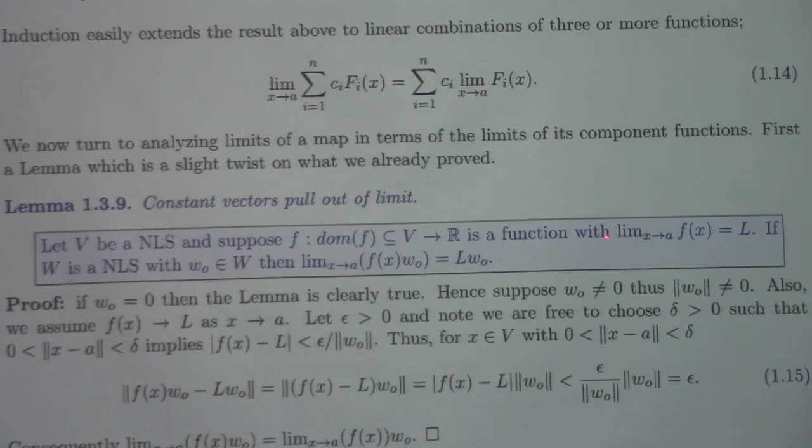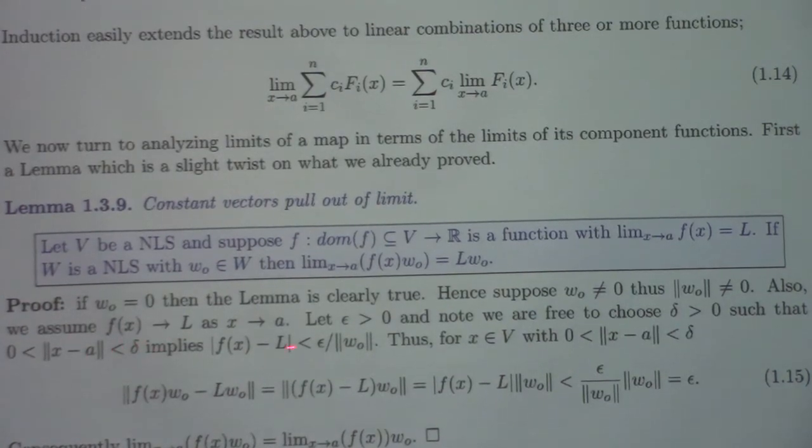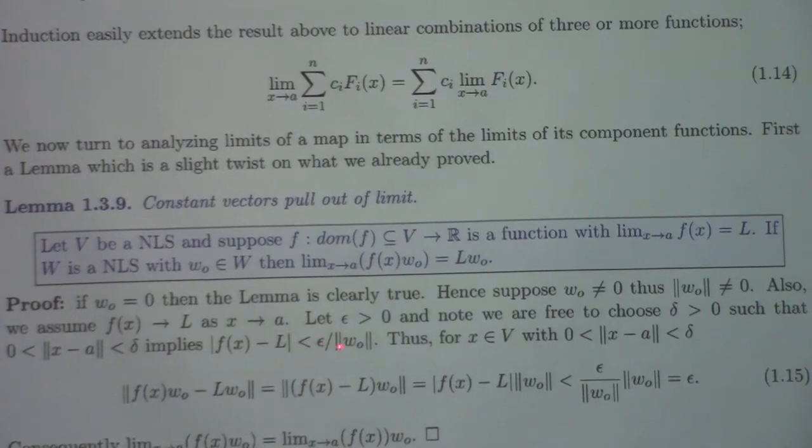If I have the limit of f of x is L, where f is a mapping from a normed linear space to the reals, so f is a real valued function, then if I have a real valued function times a fixed vector w naught, the limit of this is just the limit of the function times w naught. Very natural result. The proof down here is quite straightforward. I pick a delta such that the norm of f of x minus L is less than epsilon over the length of w naught. I can do that because I'm given that f has a limit, which exists, right? And I'm assuming that w naught is non-zero, because if it's 0, it's obviously true.